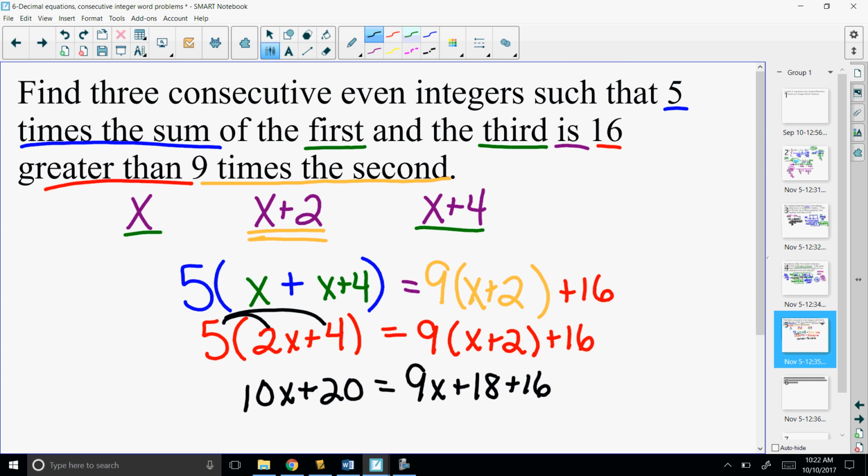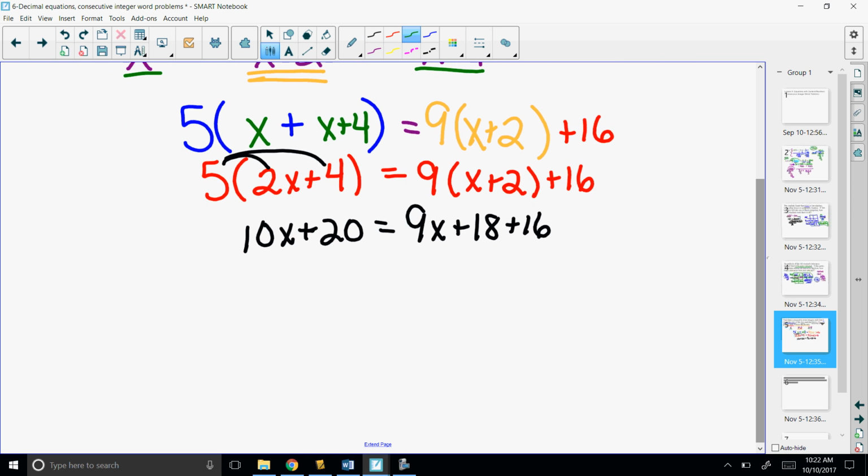Okay, what's the next step? Group like terms. The left-hand side is already simplified, so on the right-hand side we get 9x plus 34. Now what?